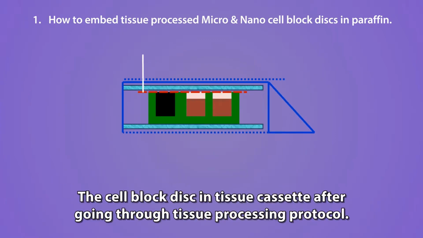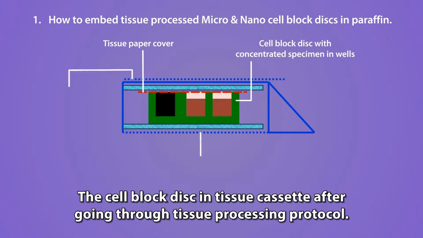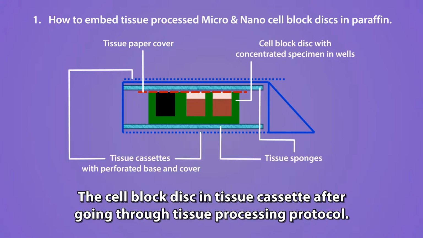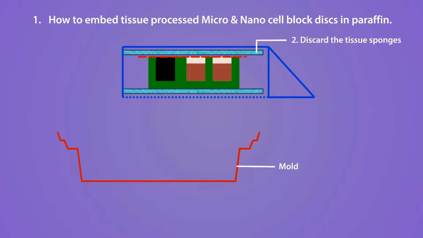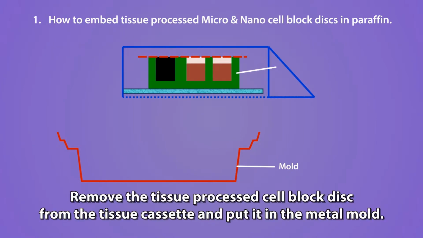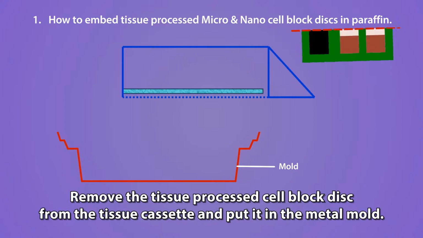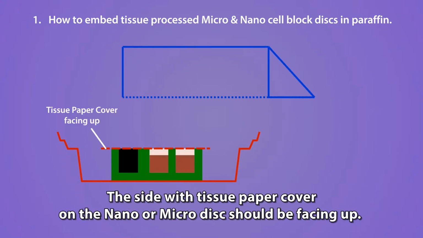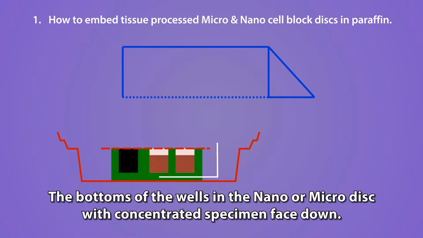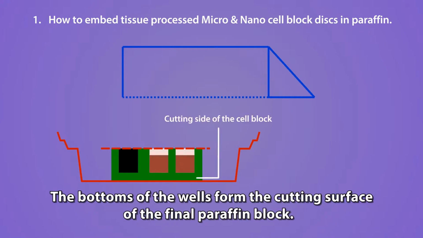The cell block disc and tissue cassette, after going through tissue processing protocol. Remove the tissue processed cell block disc from the tissue cassette and put it in the metal mold. The side with tissue paper cover on the nano or micro disc should be facing up. The bottoms of the wells in the nano or micro disc, with concentrated specimen, face down. The bottoms of the wells form the cutting surface of the final paraffin block.